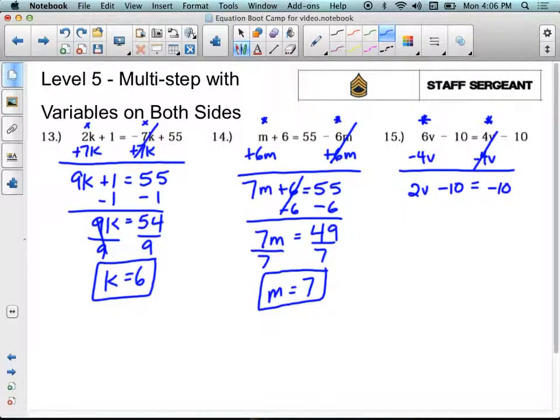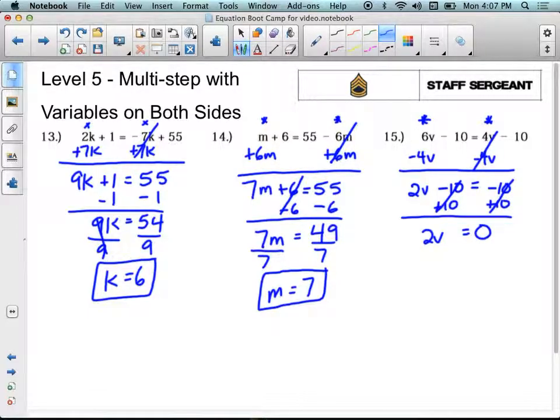Okay, this is now just, again, a regular two-step equation. 2v is the variable term. Negative 10 on the left is our constant term. So what I want to do to get the 2v alone is add 10 to both sides. 2v. Oh no, look, it's all gone away. What do I do now? Don't forget to bring down the equal sign and write a 0.